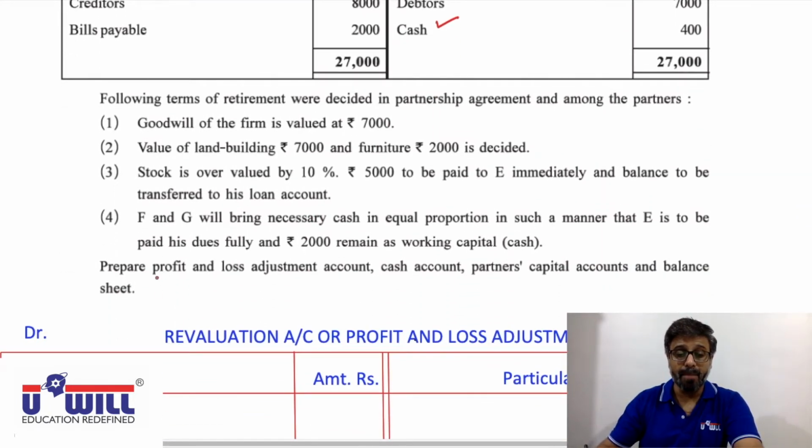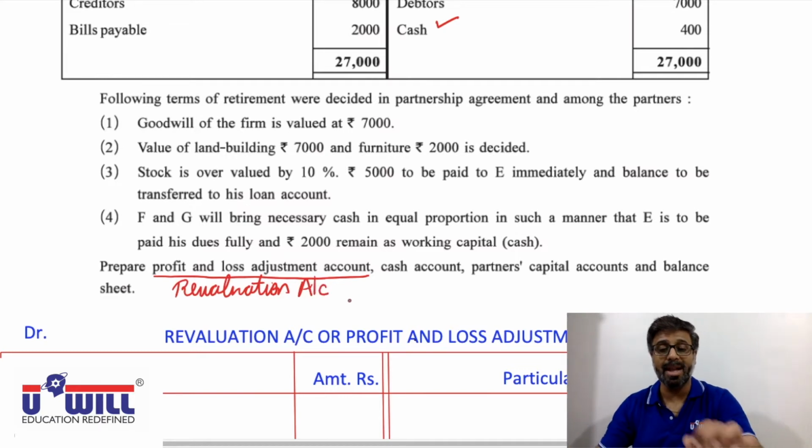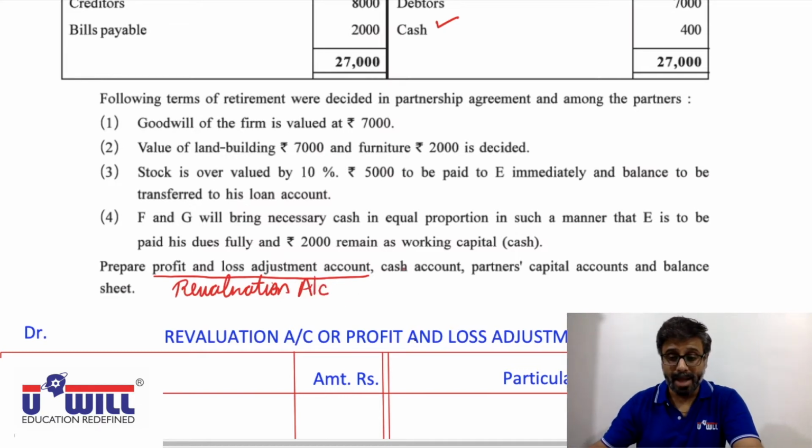You're asked to prepare profit and loss adjustment account. Now keep it in mind, profit and loss adjustment account, which we have done in chapter 4 itself, is the other name of revaluation account. So profit and loss adjustment account and revaluation account mean one and the same. Then cash account, partners capital account and balance sheet.